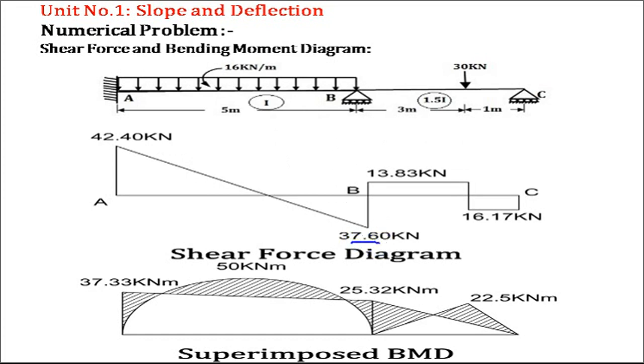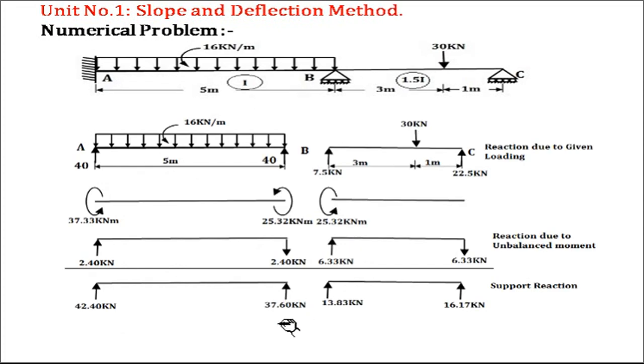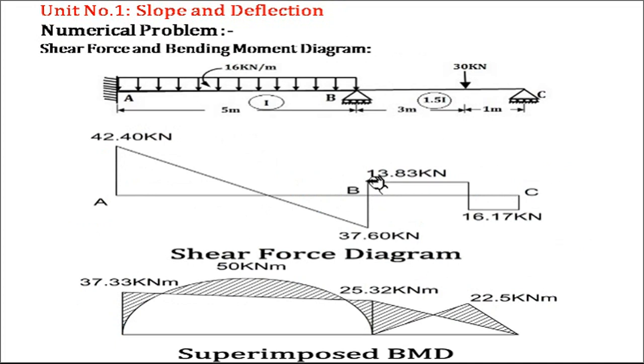So the reaction at B is 37.6 plus 13.83. So here there will be an upward and that value is 13.83. In this portion there is no load, so there will be horizontal reaction. Horizontal, you have to join by horizontal line. So 30 minus 13.83, we get the value 16.17, that is minus. So here there is no load, so join by horizontal line. At C, the reaction is 16.17, so here the value is 0.